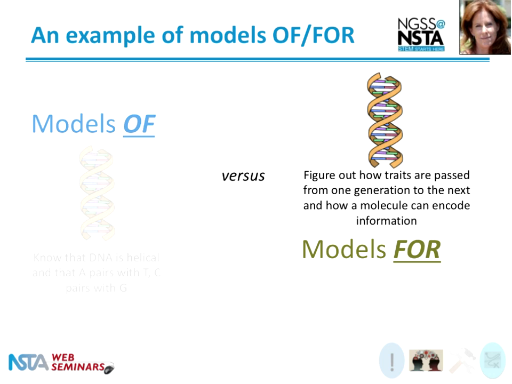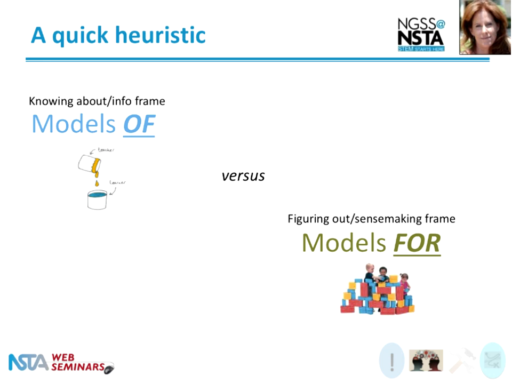And so if we position models in that way, our model may or may not have some of those details in it, depending on what aspect of heredity or inheritance we're trying to figure out. So if we're trying to figure out how traits are passed from one generation to the next and how a molecule can encode information, we're going to have different considerations for our model than if we just care that students know the details of what the model looks like, or the DNA molecule looks like. So that's an example of our for distinction.